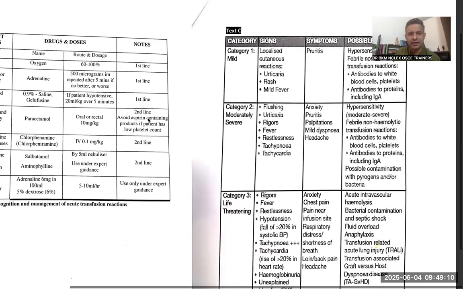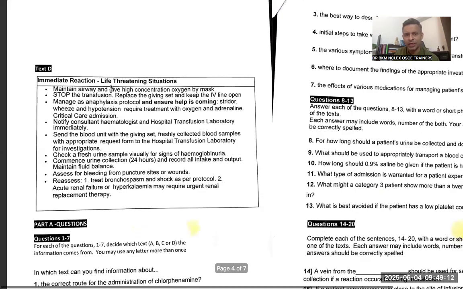Then the last paragraph D is all about immediate reaction, life-threatening situations. That was also given, but yeah, maintain airway. So they are doing the treatment part. If you understand immediate reaction, maintain airway, so they are doing some treatment part.